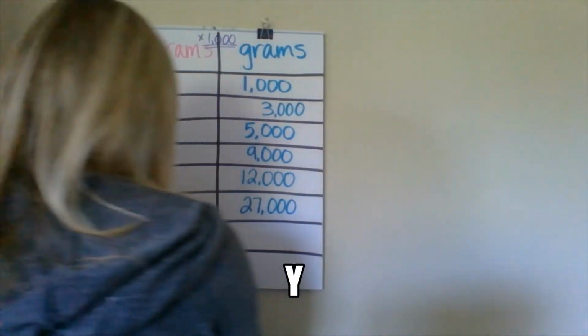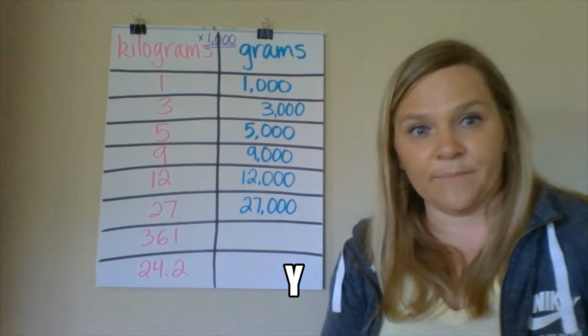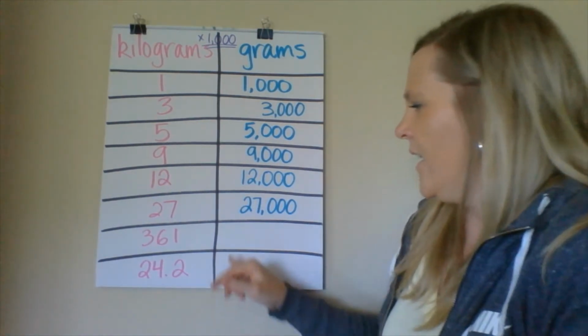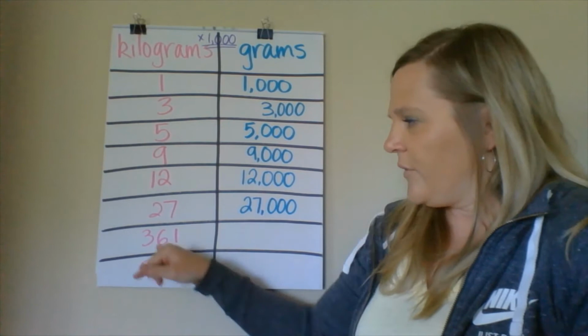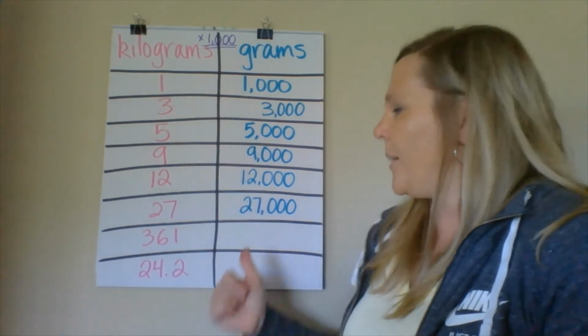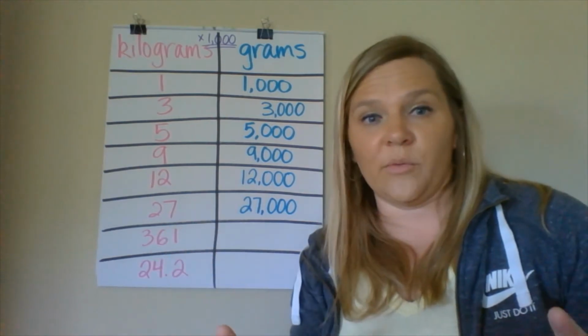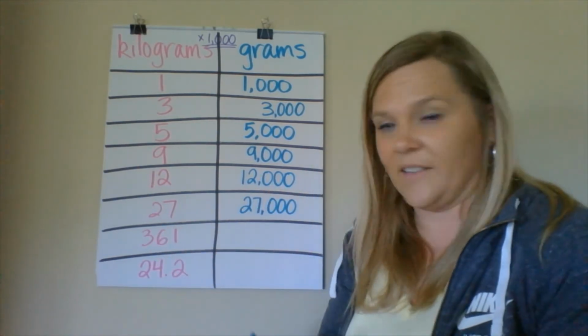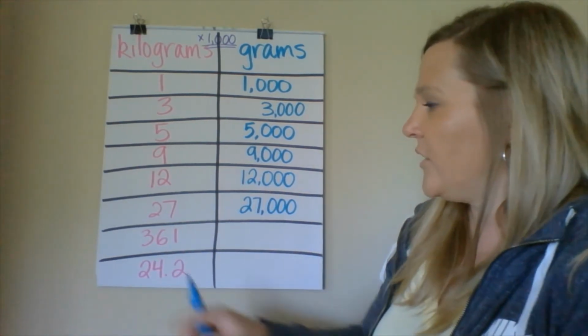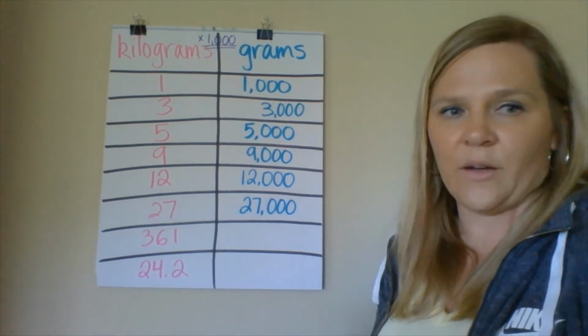You would get the number 27, correct? Am I right? All right, we've got 2 more to go. If we have 361 kilograms, how many grams is that? It's a lot, right? And a lot is not the answer we're looking for, but it is true. It is a lot. Okay, so we do 361 times 1,000.